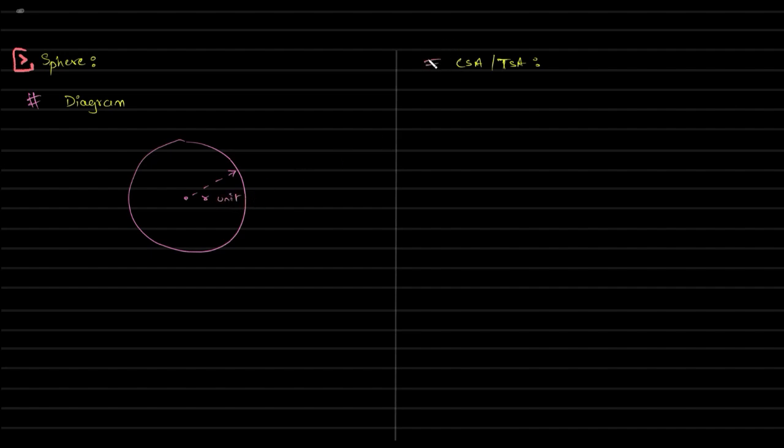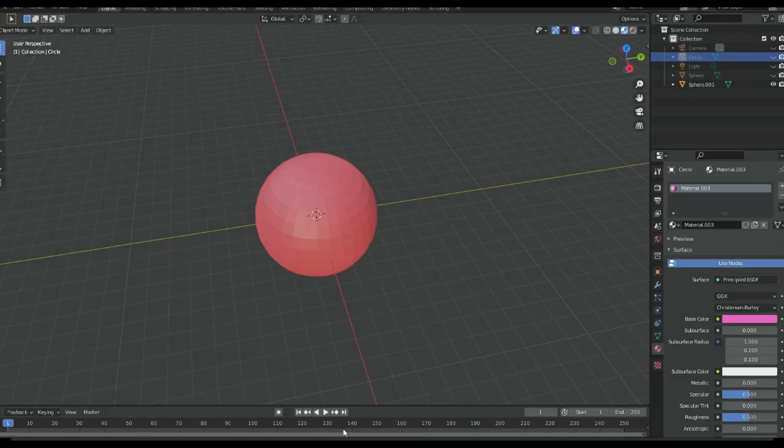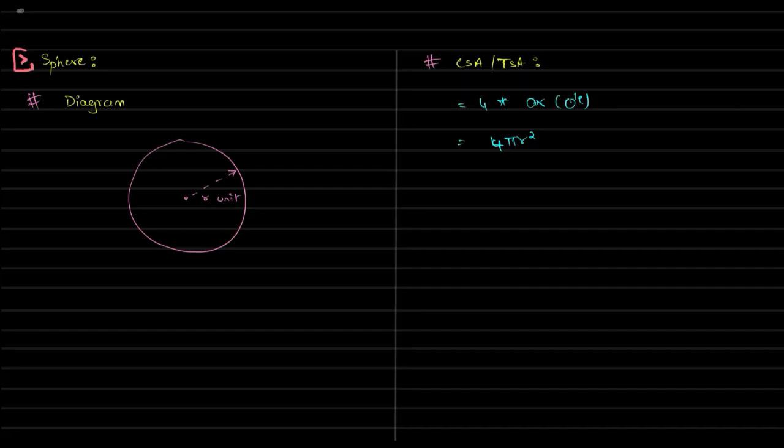The curved surface area, the total surface area of a sphere, is given by 4 times the area of the circle. That's how you can remember. What is the area of a sphere? Sorry, not area of a sphere, area of a circle: 4 pi r square. So any given sphere, theoretically, we can cover it up with the help of 4 circles. That's how you can remember it.